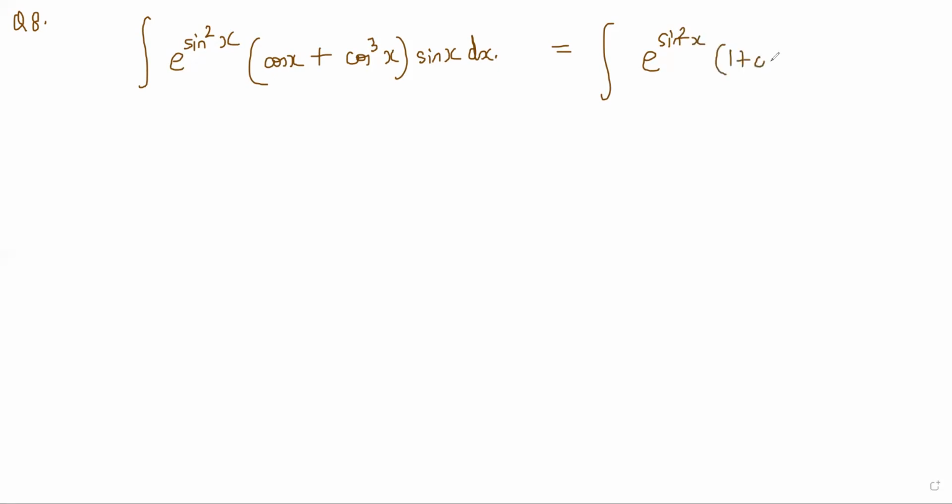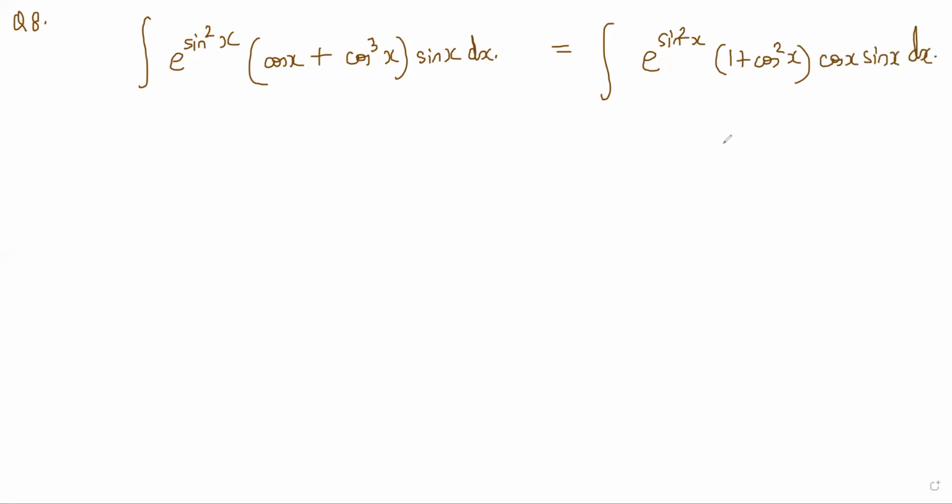This talks about the value of the integral e power sine square x cos x plus cos cube x dx, right? Not dx, it is sin x dx. Sin x dx. Okay, so let's think about this one. If you write it as e sine square x and take a cos x outside, this becomes 1 plus cos square x cos x sin x dx.